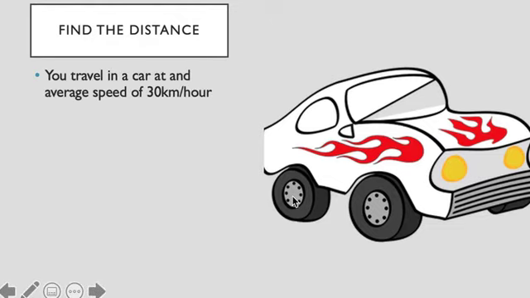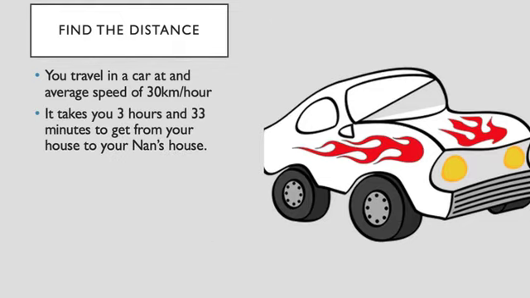So let's just think about this little problem, and maybe you can pause it after this and have a go at this as well and then see the answer. But imagine that you are travelling in a car at an average speed of 30 kilometers an hour, and it takes you 3 hours and 33 minutes to get from your house to your nan's house in your car here. Look, that's the car you drive. How far is the journey that you drive?